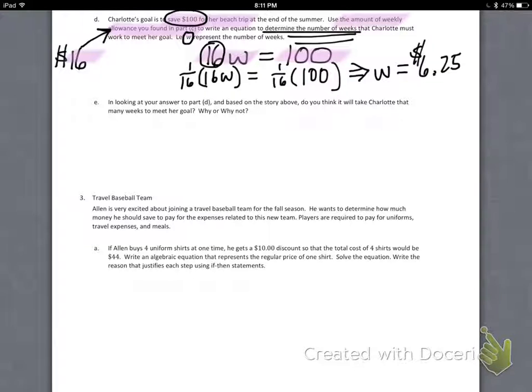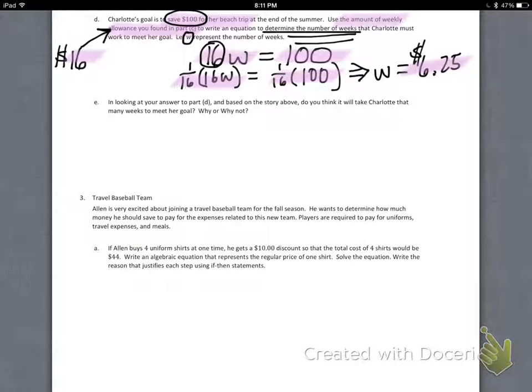So we plug in what we know: 16, the money she makes, times the number of weeks, we want it to equal 100. In order to do that, we need to get W down to 1W, and the way to do that is to multiply by the reciprocal. The reciprocal, or inverse, of 16 is 1/16, and we do the same thing over here. If we divide 100 by 16, we end up with 6.25.